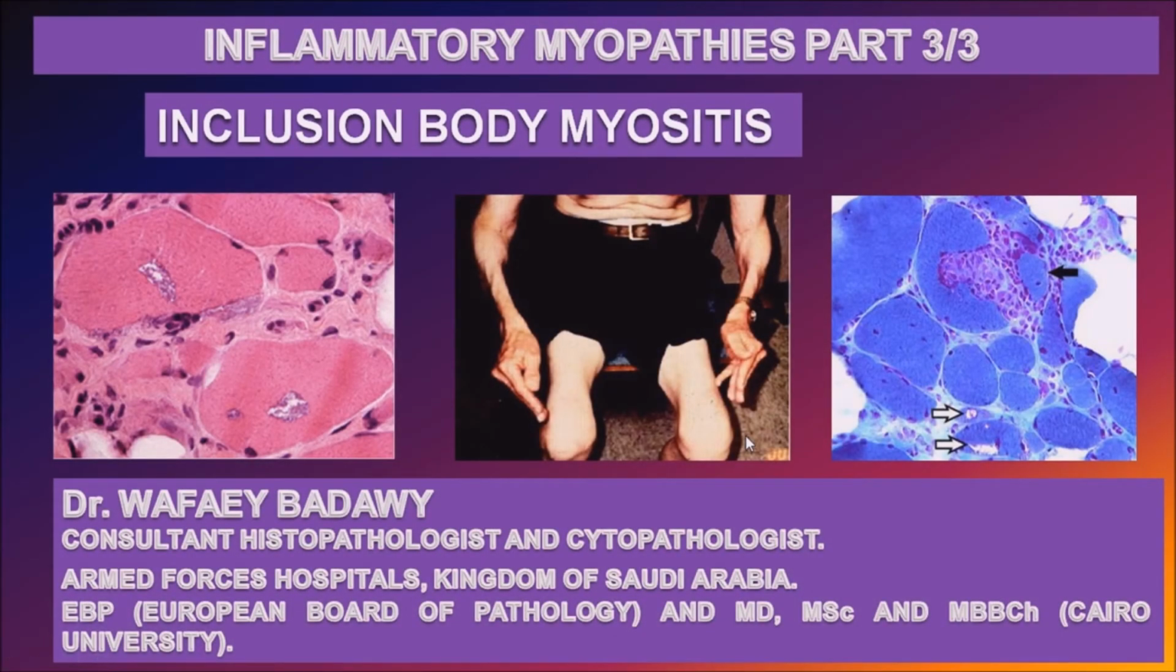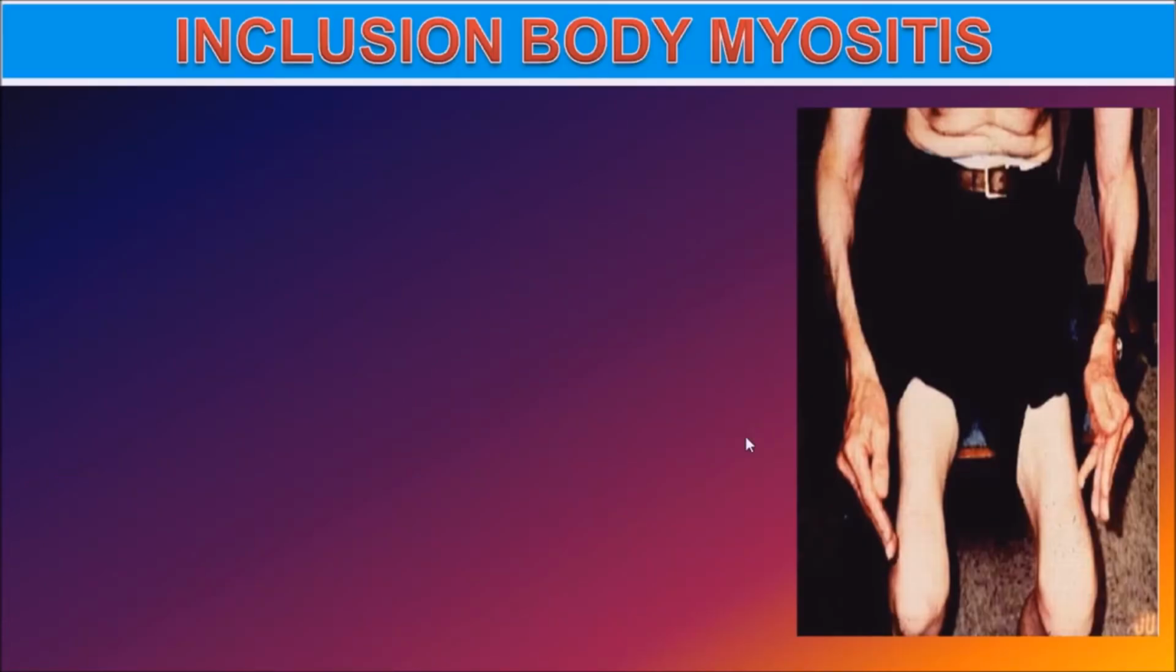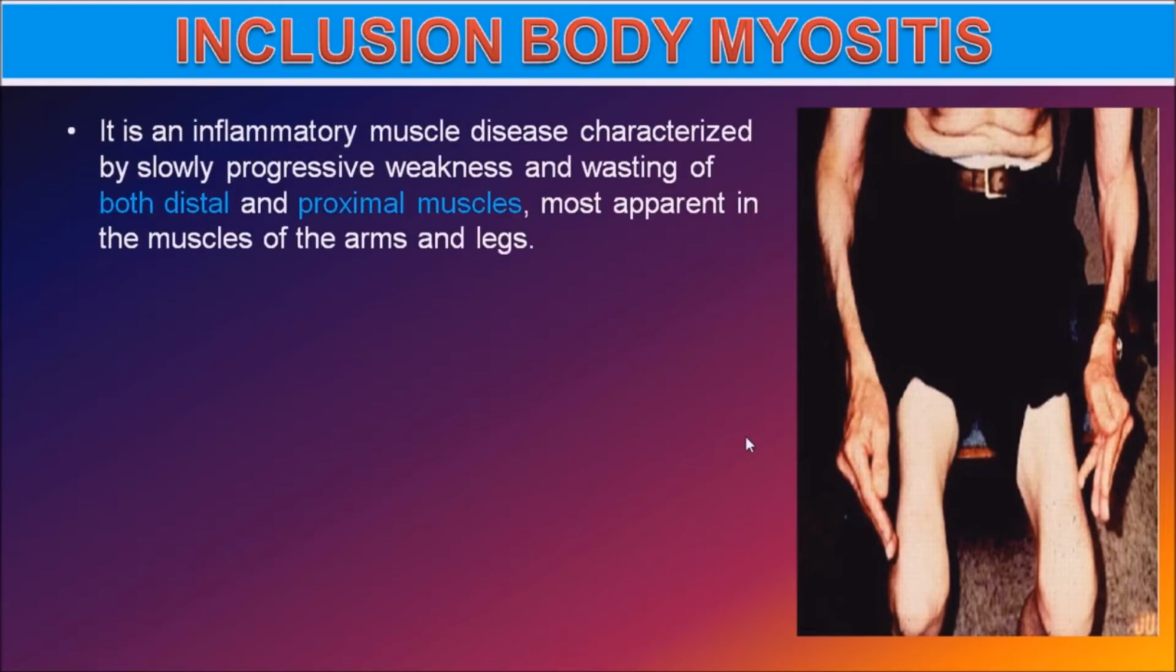Inflammatory myopathies. Part 3. Inclusion body myositis. Inclusion body myositis is an inflammatory muscle disease characterized by slowly progressive weakness and wasting of both distal and proximal muscles, most apparent in the muscles of the arms and legs.